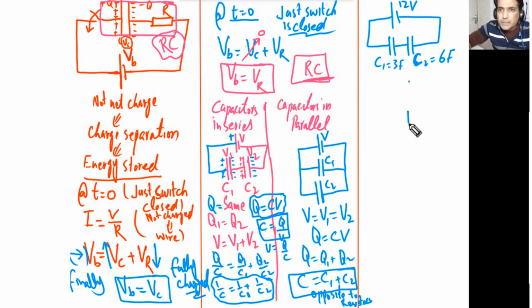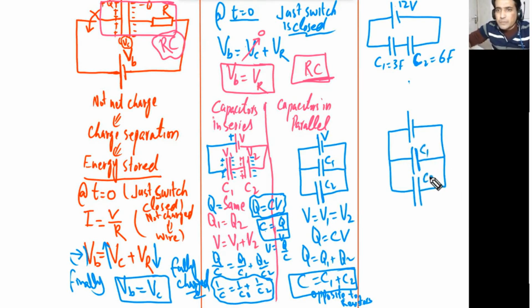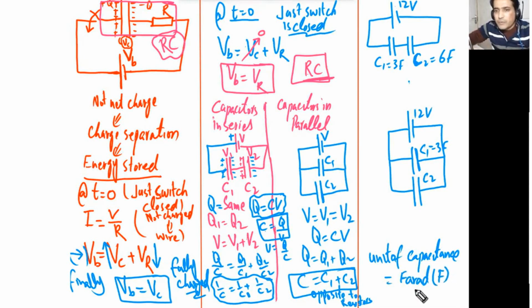Here, now we have another setup. Let's say we have two capacitors, and this is the battery, and we can attach the other capacitors here. So we have C1 and C2. Let's say this is also 12 volt, and this one I will say is equal to 3 farad. Farad is the unit of capacitance, and we use capital F for this. So this is equal to 6 farad.